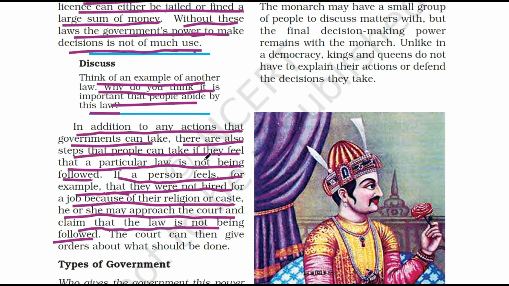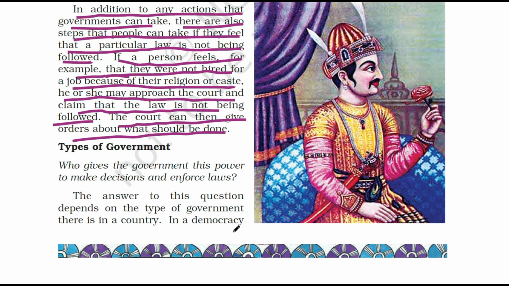So, for example, if in the future a person is looking for a job and he's not being given the job because of his religion or caste, he can approach the court and claim that the law is not being followed. And the courts can then give orders about what should be done. So if you're suffering from discrimination when it comes to jobs, you can go to the courts and say, see, this is happening with me, I'm not getting a job because of my religion or my caste. Then the courts can give orders about what should be done.